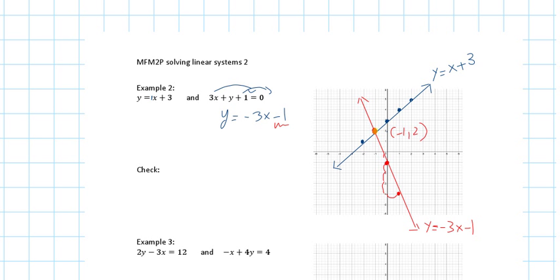To check, I'm going to take that -1, 2, and I'm going to plug it in for x and y for each equation. Okay? So I start with this. y is 2. x is -1 plus 3. What's -1 plus 3? 2. 2 equals 2. So that's a check right there.